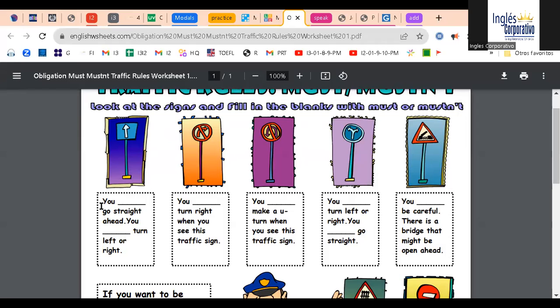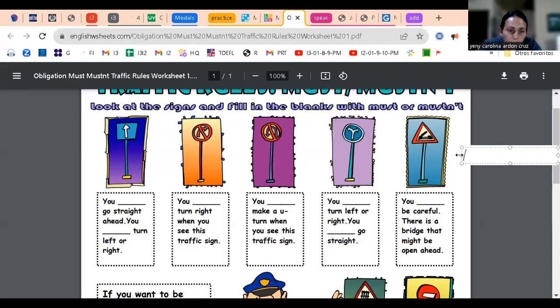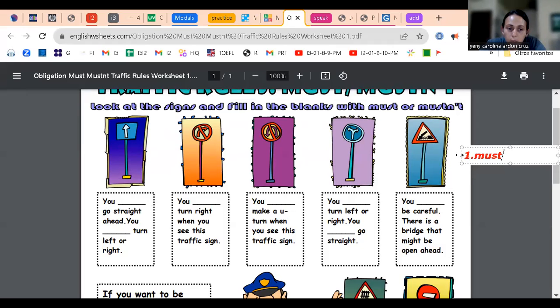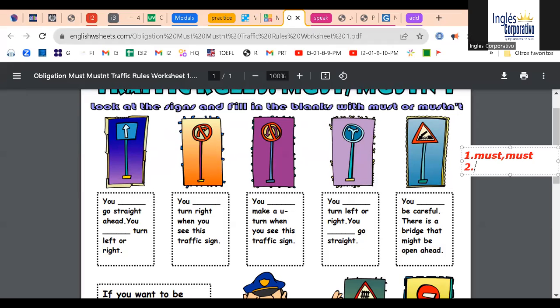What do you think? You must. Must go straight. Okay, so you must. I'm gonna write it here. You must. Can you read the complete sentence, Jenny? You must go straight ahead. Must turn left or right. Okay, nice. Number two, volunteer. Me, teacher. Hey, Marlene. You mustn't turn right when you see this traffic sign. So you mustn't turn right when you see this traffic sign.